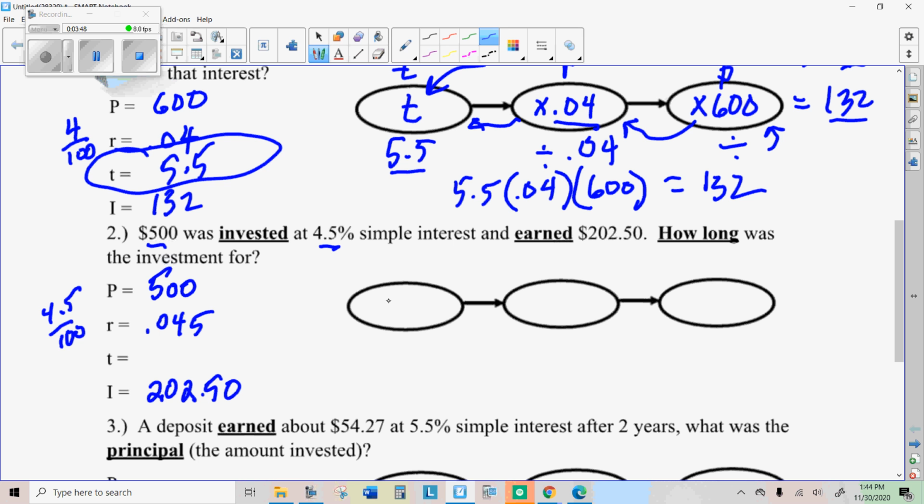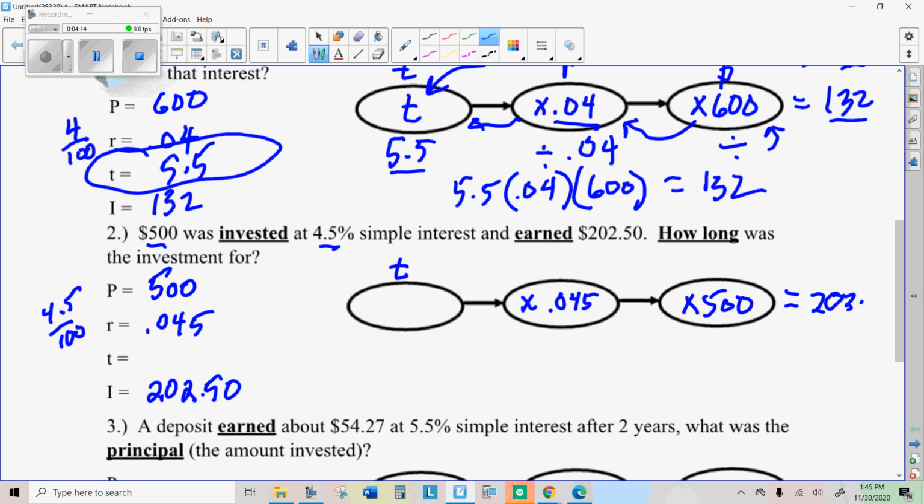So again, we're going to do principal times rate times time. I'm going to put my time in the first box so I can end up with that when I go backwards. So we're going to do time times our rate, which is 0.045, times our principal, which is 500, and that should give us the interest, which is 202.50.